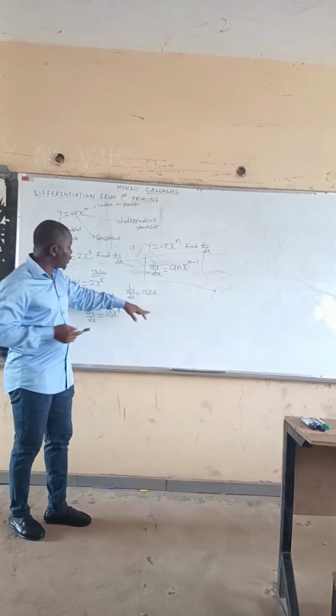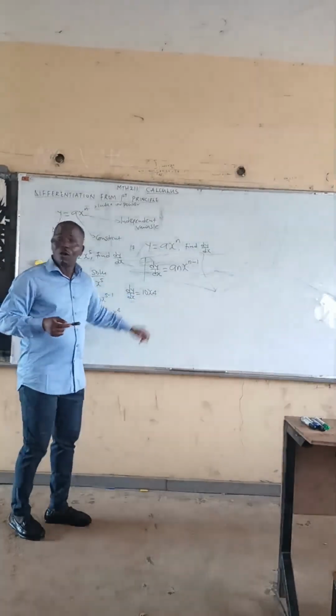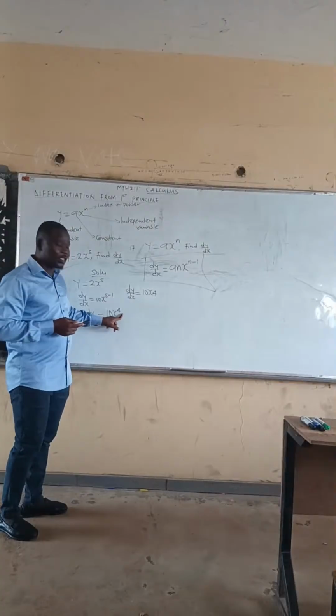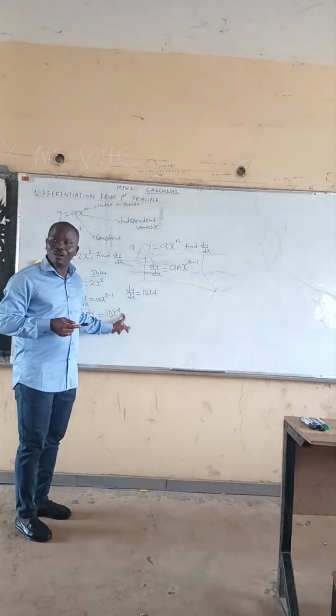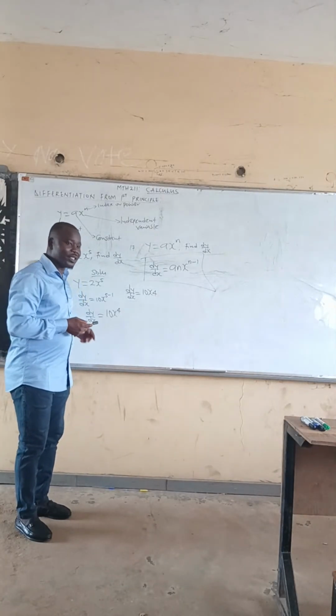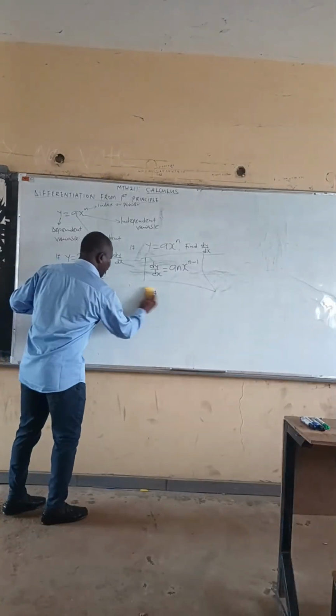Amen. This is 10x^4, while this is 10x raised to the power of what? 4. So they are not the same thing. So please take note. It's very important.